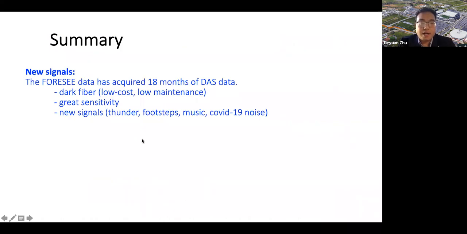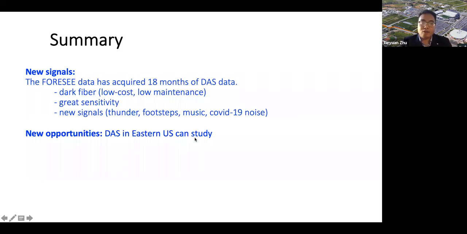To summarize what I'm showing here today, we show the FORESEE array with dark fiber is low cost and low maintenance. We show the dark fiber also has greater sensitivity to very weak energy and also some new signals, for example from weather, thunderstorms, thunderquakes, football, and COVID-19 noise.